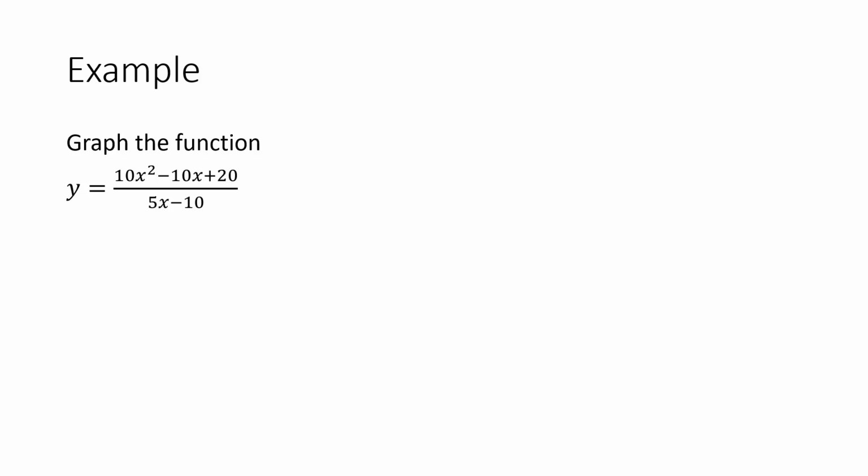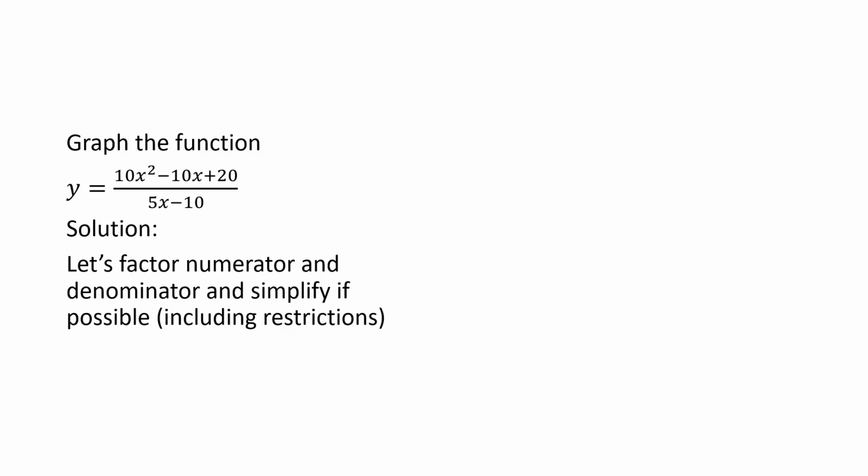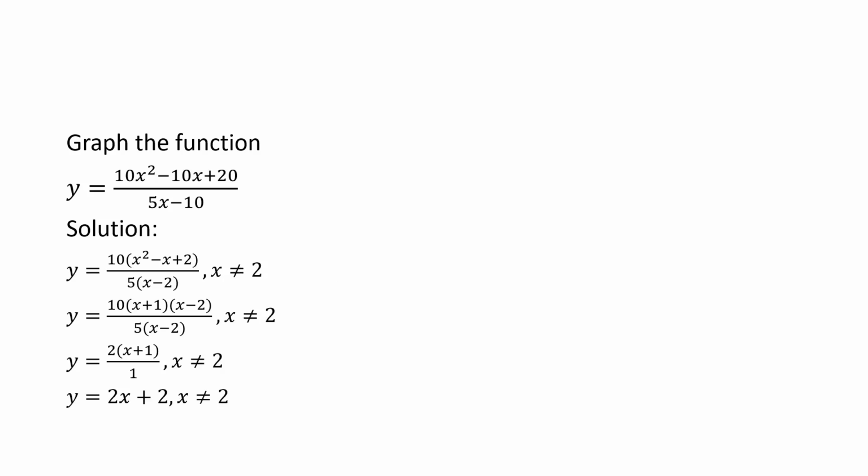Let's graph this function, 10x squared minus 10x plus 20 over 5x minus 10. Well, what we're going to do is factor the numerator and the denominator and simplify if possible. When we do that, we can common factor a 10 from the numerator, and then we can factor x plus 1 and x minus 2. We can factor 5 from the denominator, and we get 5 times x minus 2. And after simplifying, crossing out the 10 and the 5, and then crossing out the x minus 2's, we end up with 2 times x plus 1 all over 1, or in other words, 2x plus 2.